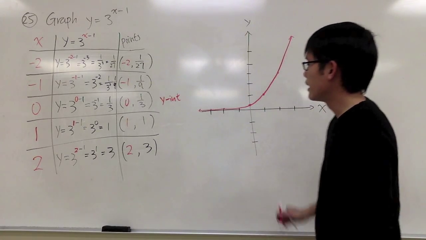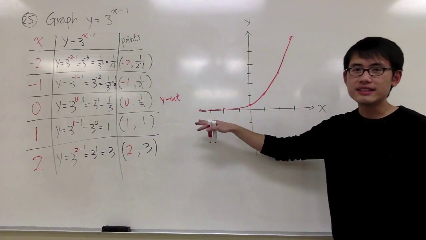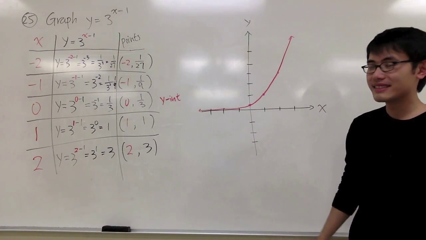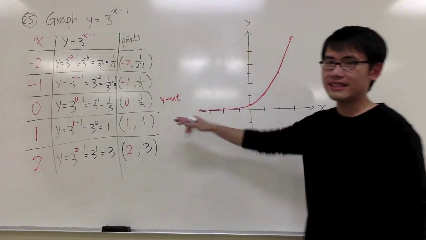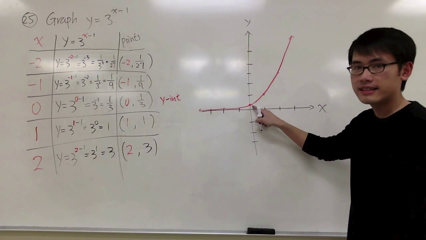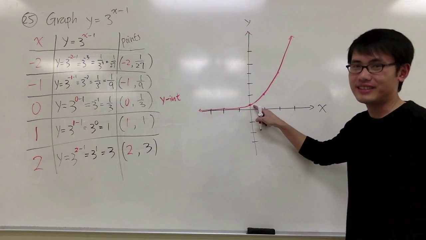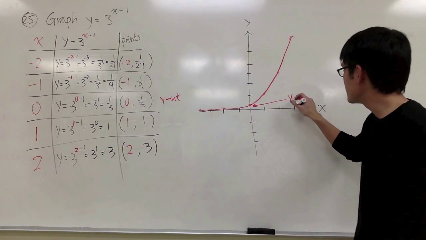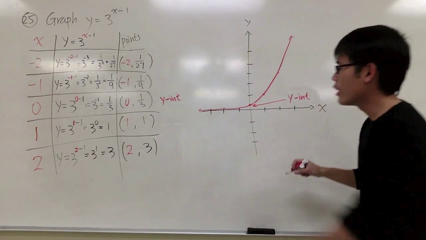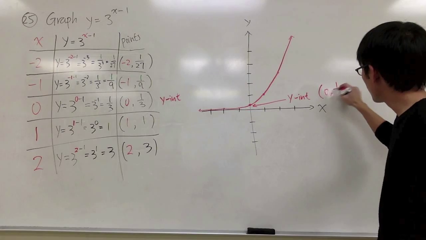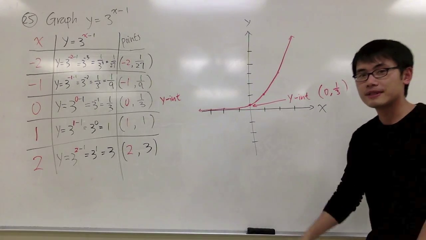Notice that the left-hand side right here will never go across the x-axis. It's always going to be flat. As we can see, this graph touches the y-axis right here at this point. So this is the y-intercept. Let me label it on the graph. The y-intercept, which we already know, is 0, 1/3. 0, 1/3 for the y-intercept.